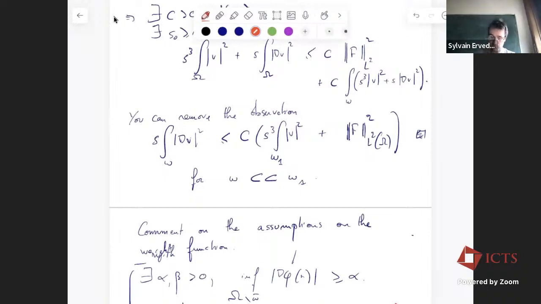Well, so the proof is really you multiply, let me write it here. So I will do that really on Laplacian u equal to f. You should do it on v, but it doesn't change a lot. So you just multiply by a cutoff chi times u, where chi equals 1 in omega, and chi is compactly supported in omega 1.